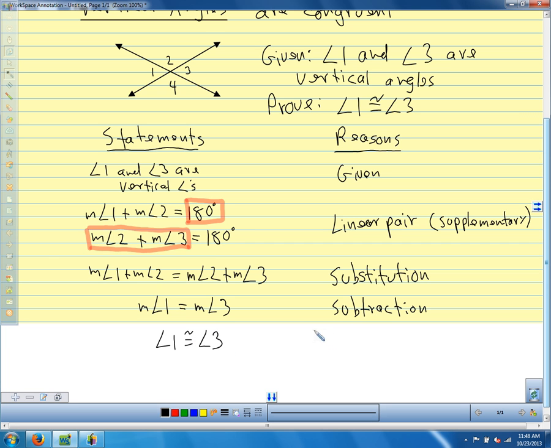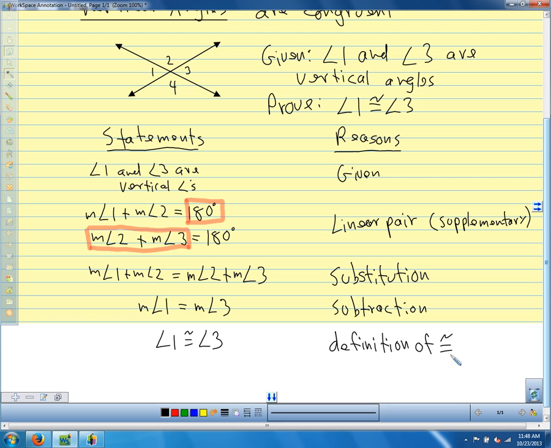And I could say for that, the definition of congruent. If their measures are equal, then they're congruent. That's how we define congruent angles. They have the same measure.